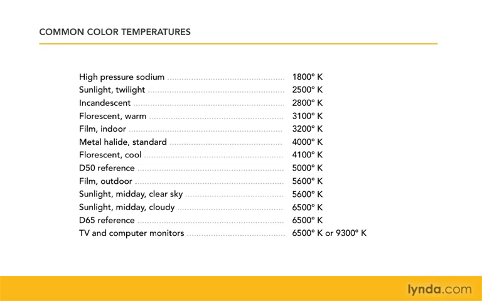So this is a range going from orange to white to slightly blue to really blue. So that's the basic concept behind how color temperature works. And in the next video, we're going to set the color temperature of our light and our exposure control so that we'll get the color balance that we desire.